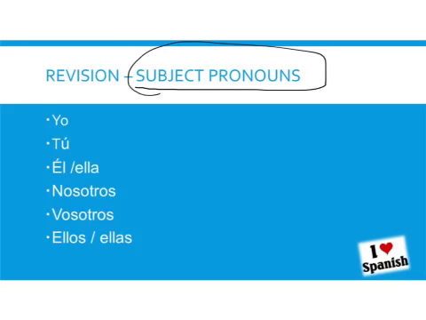subject pronouns, which are yo, meaning I, tú, meaning you, when referring to one person, él and ella, meaning he and she, nosotros, meaning we, vosotros, meaning you, when referring to more than one person, and finally, ellos and ellas, which both mean they, depending on whether we're referring to a group of males, a group of females, or a mixed group of males and females.